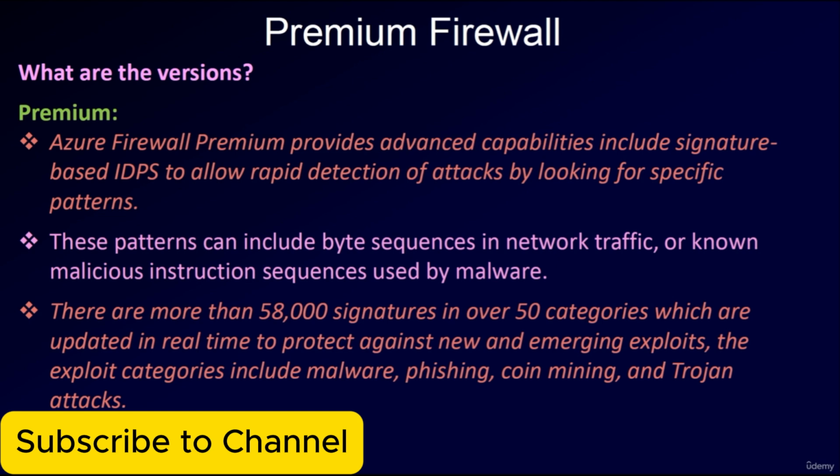So let's break these versions down a bit more. So what does Premium do? Well, Azure Premium provides advanced capabilities that include signature-based IDPS to allow rapid detection of attacks by looking for specific patterns. These patterns can include byte sequences in network traffic or known malicious instruction sequences used by malware. There are more than 58,000 signatures in over 50 categories which are updated in real time to protect against new and emerging exploits. The exploit categories include malware, phishing, coin mining, and Trojan attacks, and so much more.